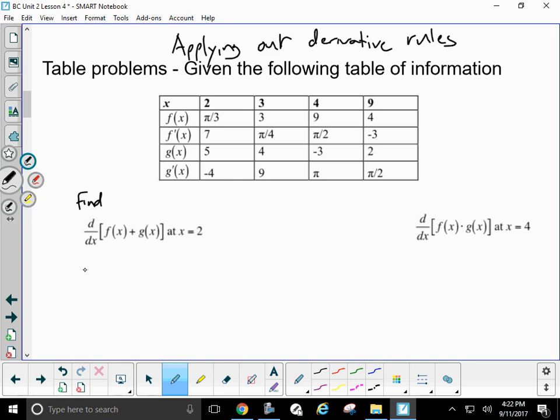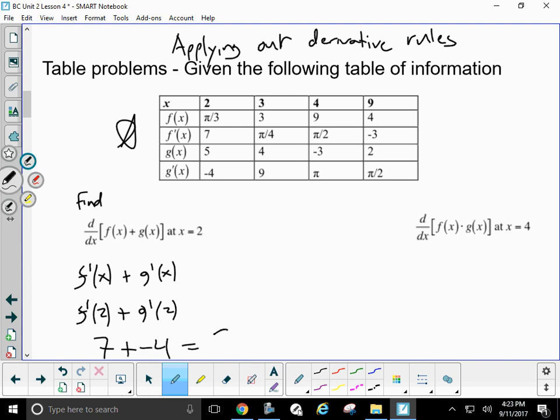And most students can do this correctly the first try. They say, oh, the derivative of f is just f prime, and then the derivative of g is g prime, and I got this, and then I plug in 2, so I need to find f prime of 2 plus g prime of 2. And then we use this table for our information. A bunch of x values, f prime, g prime values. F prime of 2 is 7. G prime of 2 is -4. And I get 3. And they are correct.